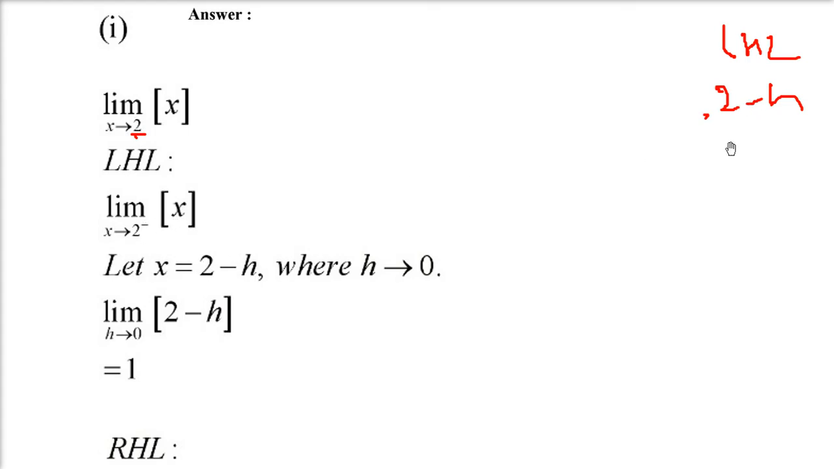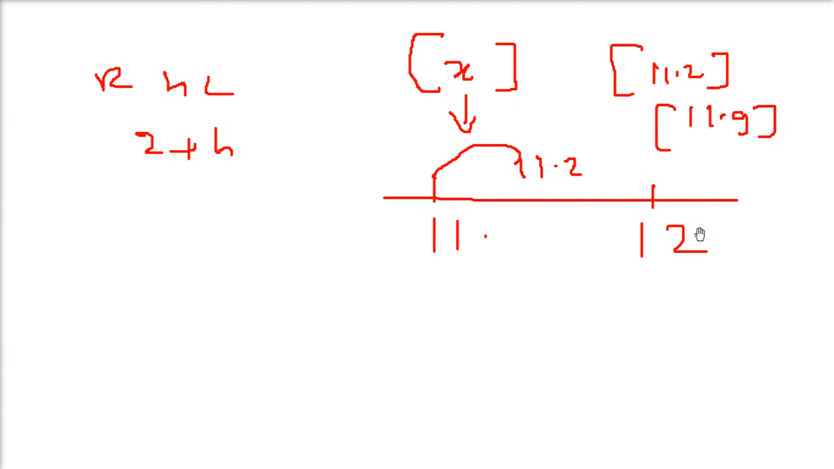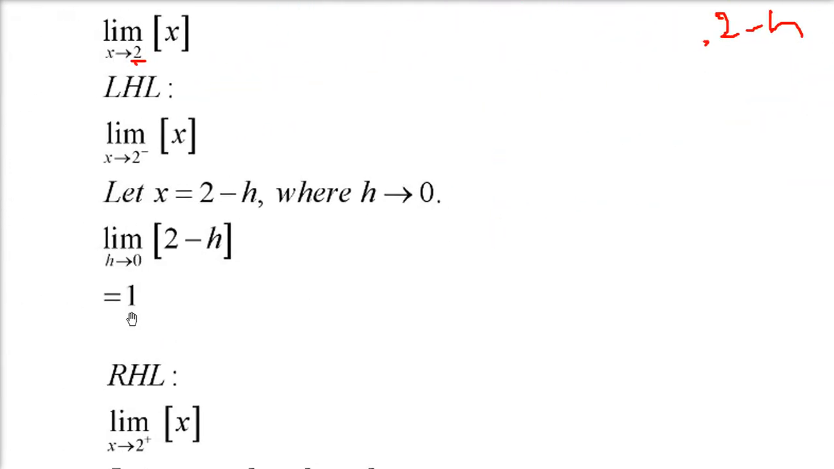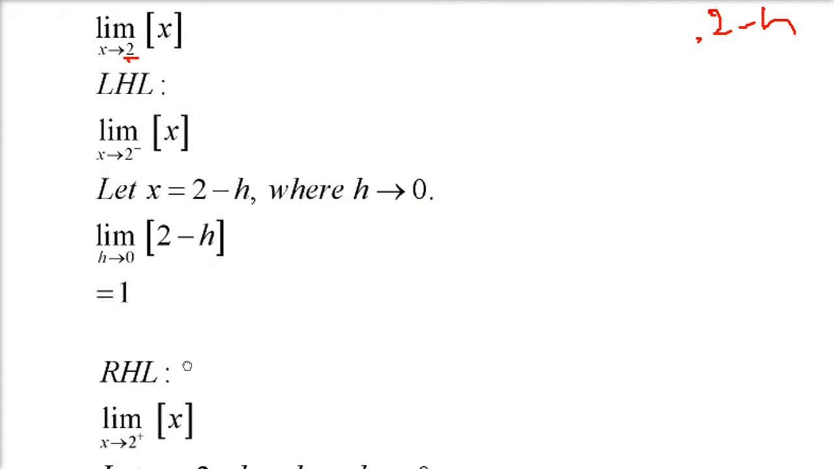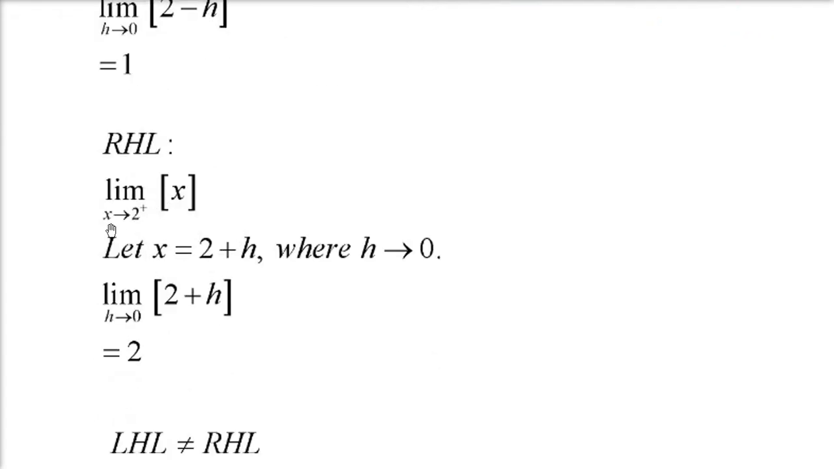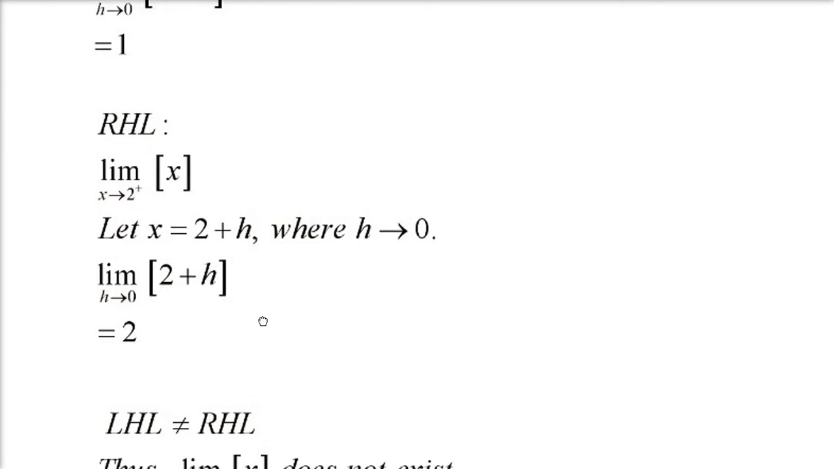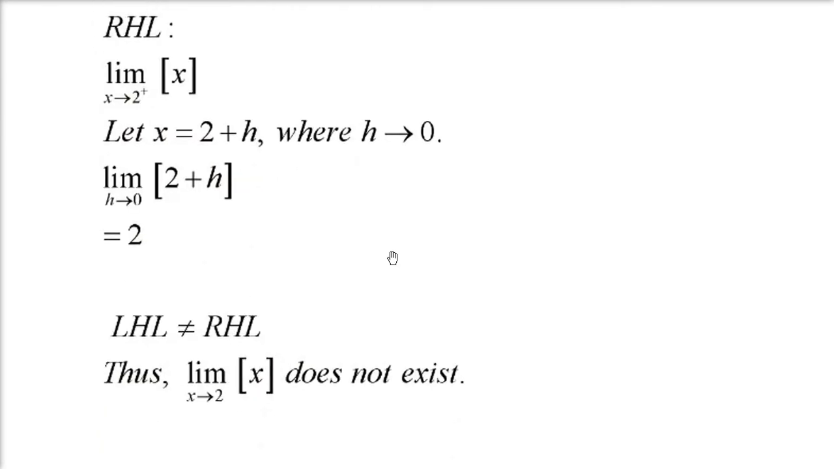When we put 2 minus h, that is we are subtracting something from 2, we always get 1 less, that is 1, between 1 and 2. In the right hand side, you are going to do 2 plus h, so adding something to 2. Whatever small amount you add to 2, you will always get 2. So LHL and RHL are not equal. One time you are getting 1, one time you are getting 2, so they are not equal. Limit does not exist.